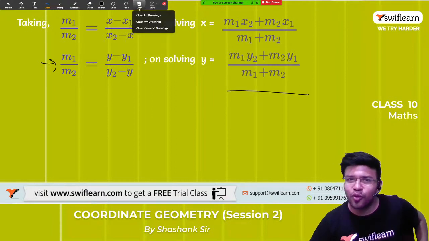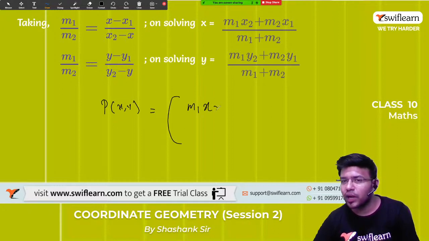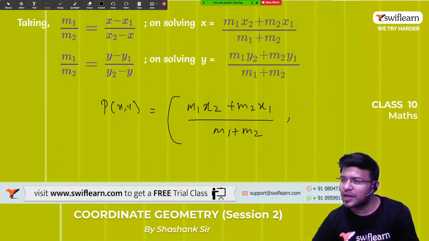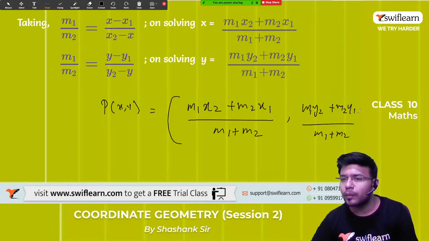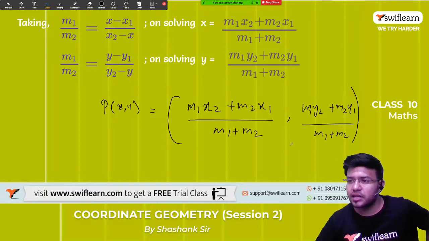So what is the formula? What you need to remember, the coordinate of the point P(x, y) is, okay, x coordinate कितना है? X coordinate is m1x2 plus m2x1 divided by m1 plus m2, y coordinate is same thing, जहाँ पे x है वहाँ पे y लिख दो, m1y2 plus m2y1 divided by m1 plus m2. क्या है ये? y coordinate of point P है. Yes, so any doubts in this?